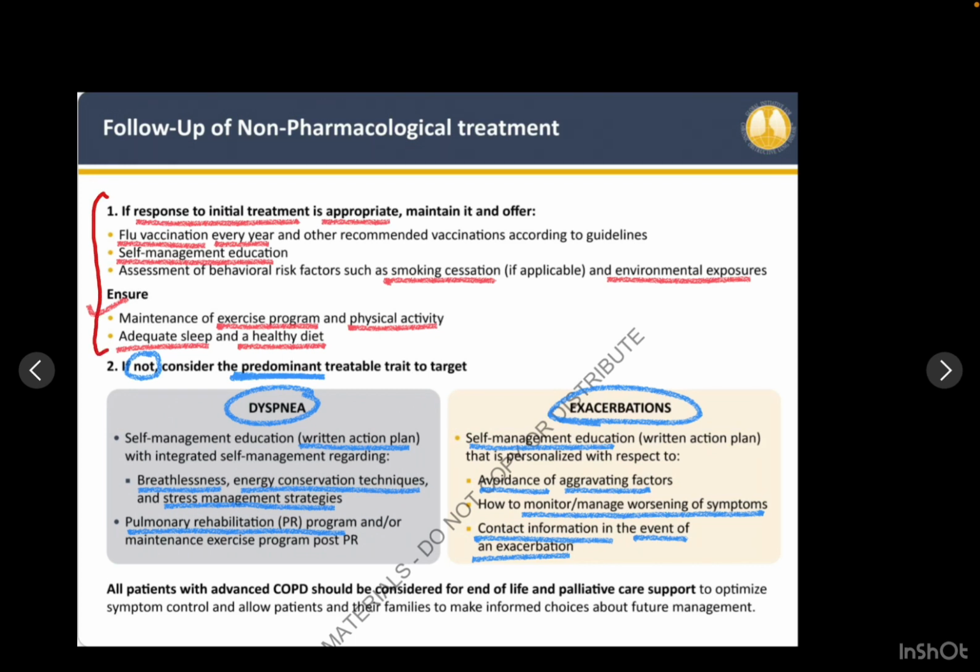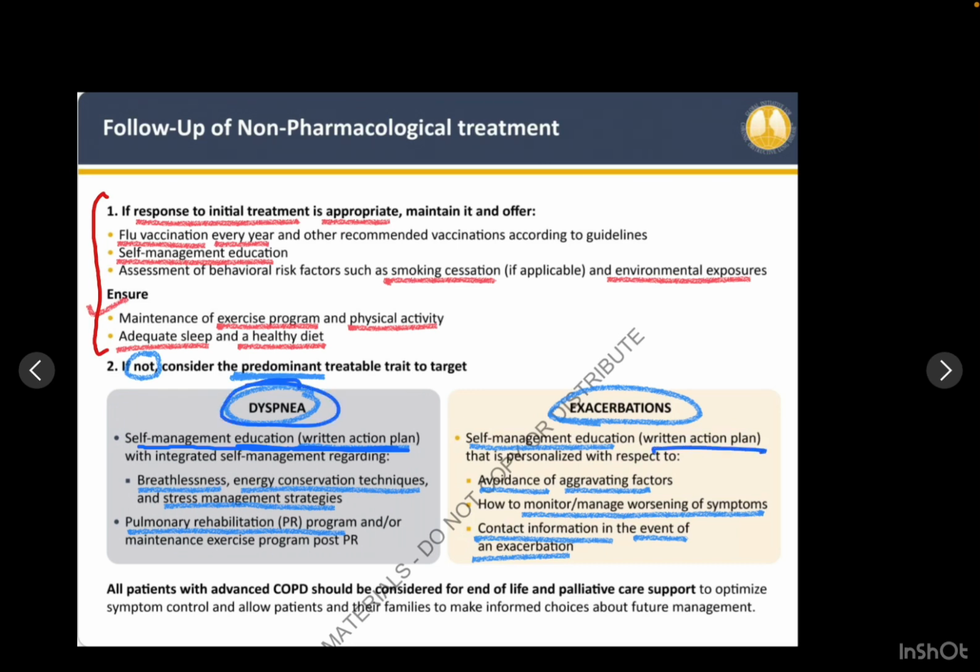Then they are saying if there is no response, then we have to check the predominant treatable trait. So either it is dyspnea or it is exacerbation. In both conditions we should give self-management education, and there should be a written action plan.